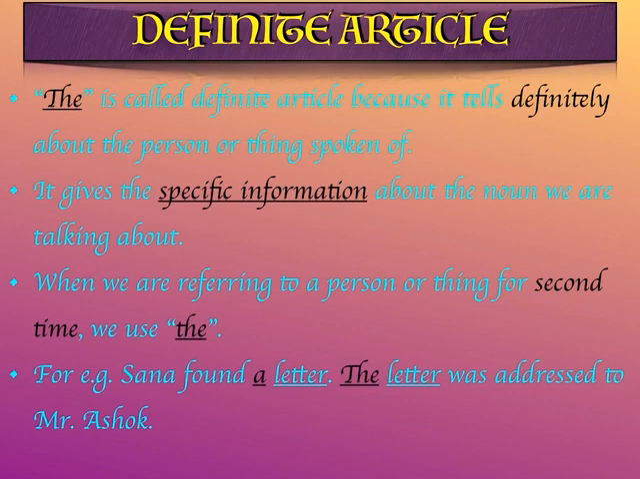Here we have used the article a along with the noun letter because we don't have any specific information about that letter. It could be any letter. But when we are referring to the same letter for the second time, then we know that we are talking about that specific letter. And so, when we are referring to the same noun or same person or thing for the second time, we have to use the article the. And that's the reason that in this second sentence we have used the along with the noun letter because we are referring to it for the second time. The letter was addressed to Mr. Ashok. So now let's see some uses of definite article the.